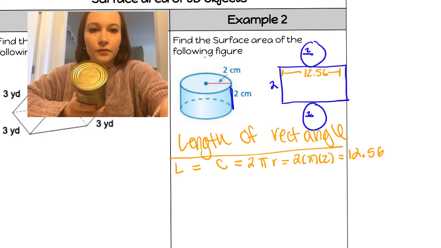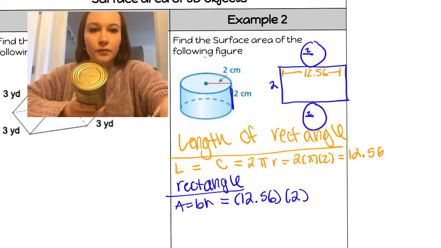Okay, now we can go ahead with finding our areas. Let's start with the rectangle. Take a second and write down that formula. Okay, the area of a rectangle is the base times the height. Nice job. I'm going to fill those in. My base is 12.56 times my height of 2. 12.56 times 2 is 25.12.